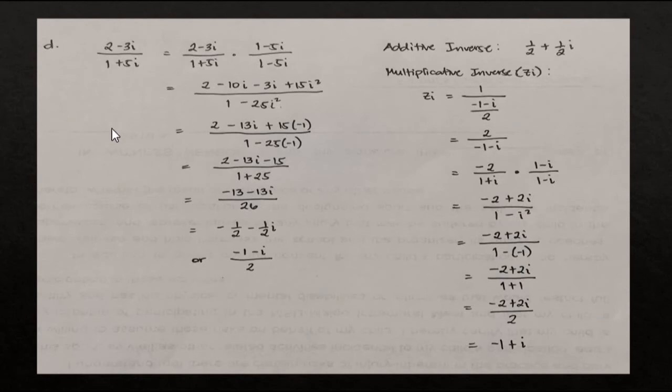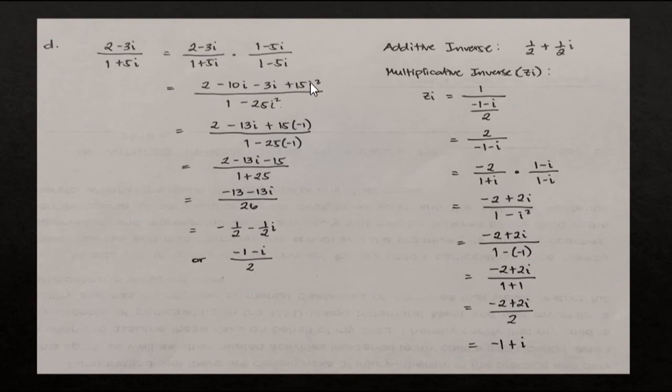Okay, last one for additive and multiplicative inverse. We have here a given complex number 2 minus 3i all over 1 plus 5i. So, copy that and rationalize. So we will do the FOIL method again. 2 times 1, that is 2. 2 times negative 5i, that is negative 10i. Negative 3i times 1, negative 3i. Negative 3i times negative 5i, that is positive 15i squared. All over 1 times 1 is 1. Then 5i times negative 5i, that is negative 25i squared.